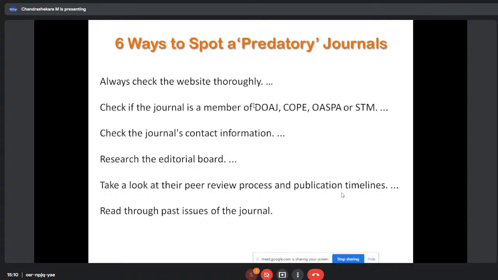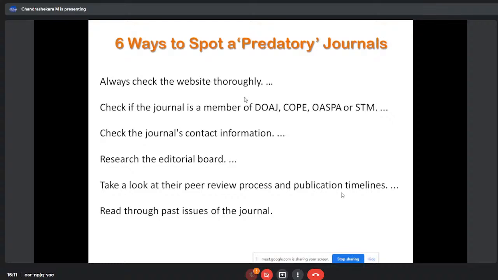Check the journal contact information. Research the editorial board. Visit the site. Take a look at their peer review process, publication time, and how much they are charging extra. Read through past issues of the journal: how they published their publications, whether they are of good quality, and who the contributors are. Everything can be seen there. These are the six things.